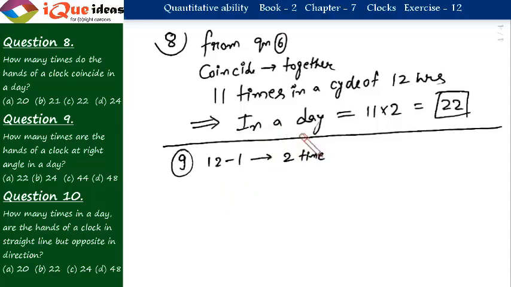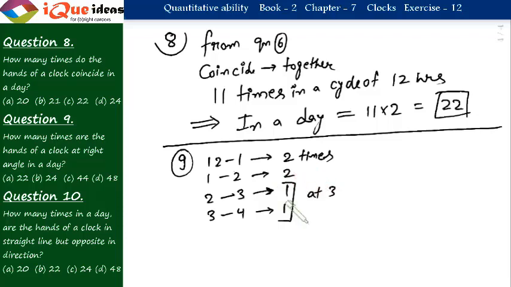All right. Now between 1 and 2, again you can see that 2 times. Between 2 and 3, now mind this, they will be perpendicular to each other only once, that is around 2:25. Between 3 and 4, again they will be perpendicular once, at around 3:35. But there is one more moment that has not been counted here, because we have been counting between. At 3, one extra time, right? So at 3, one more time.